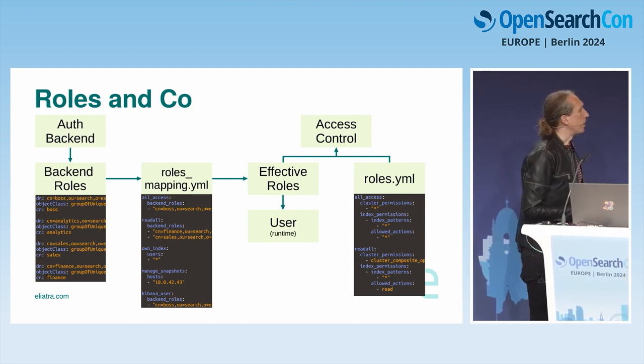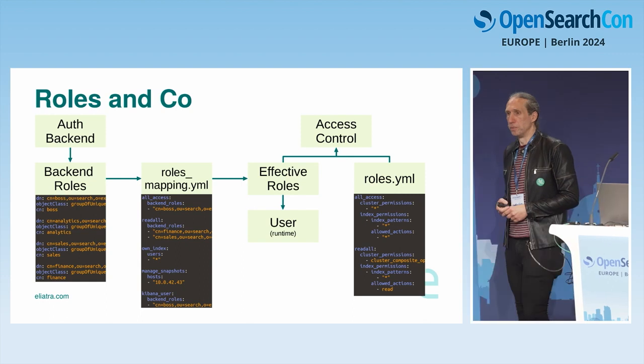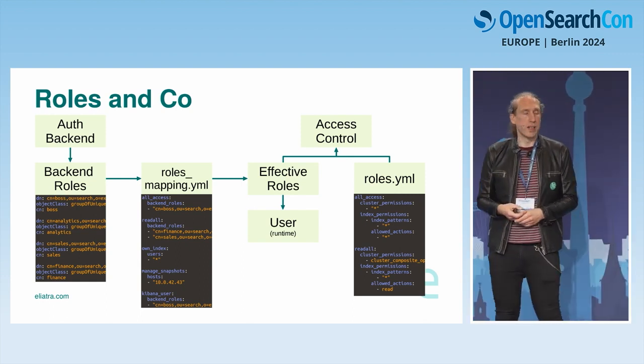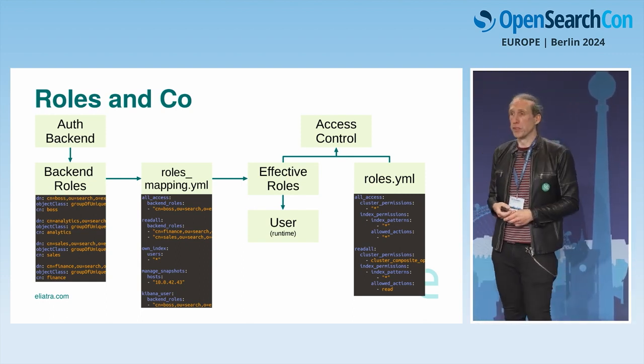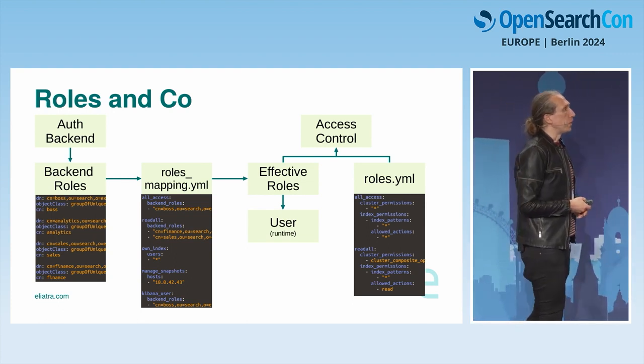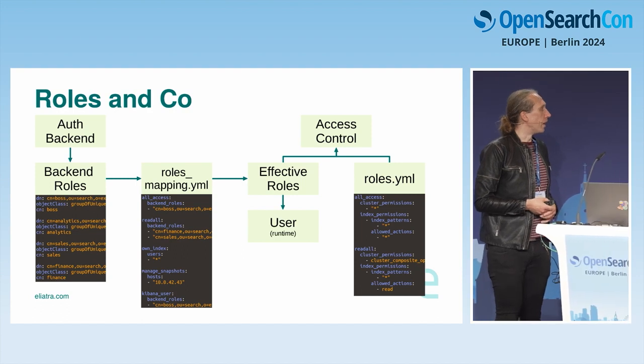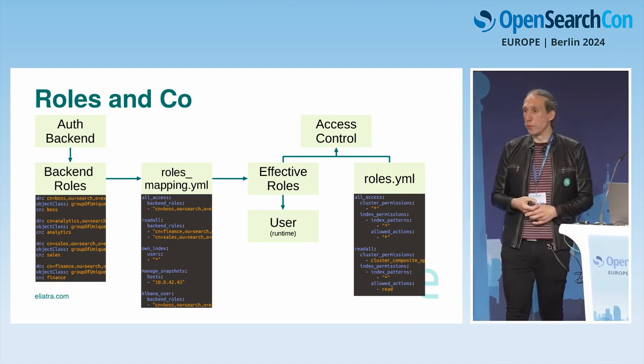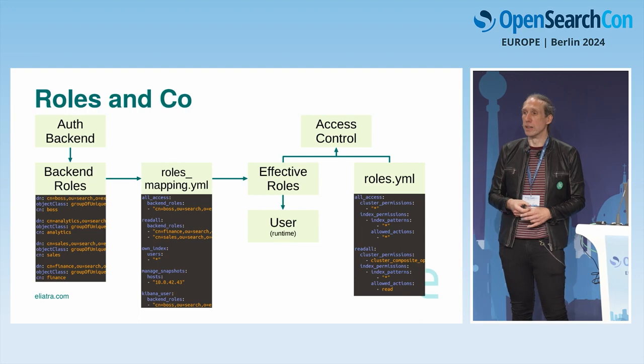However, this roles mapping is actually quite a Swiss Army knife. You actually can also just map usernames or IP addresses to OpenSearch roles. Even with wildcards, you can provide roles for every user globally in a cluster. Yeah, and in the end, you will get the effective roles, which are then used for actually applying the access control on your cluster.